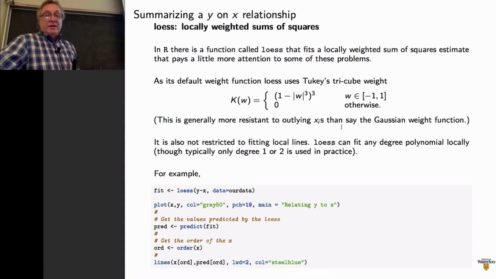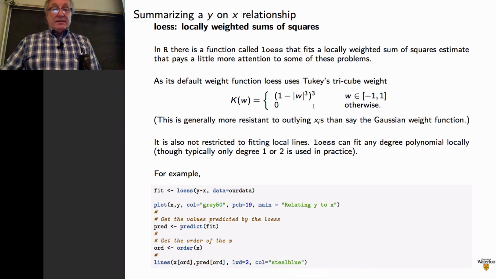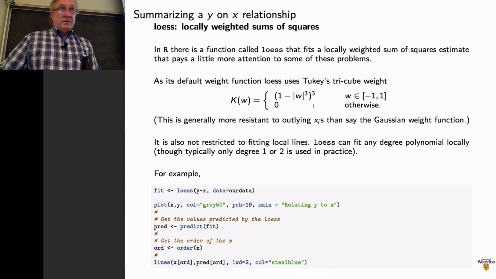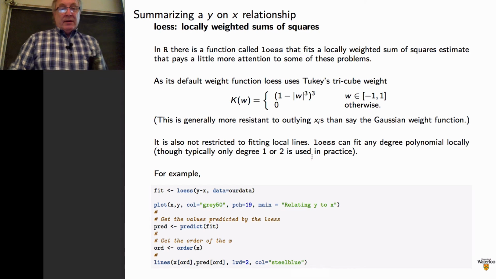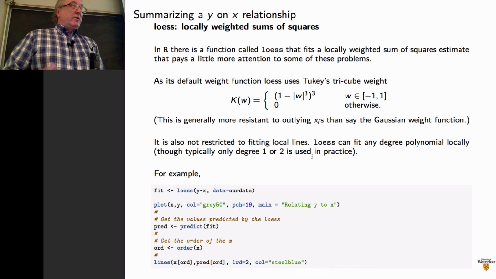LOWESS here is the same thing, locally weighted sum of squares. Its default weight function is a more robust thing that actually does get down to the axis, Tukey's tri-cube weight. You use the bi-weight, or bi-square weight, in the density estimation, I think. So here's a tri-cube weight. And there are other weight functions available that you could use, and it's not restricted to fitting local lines.